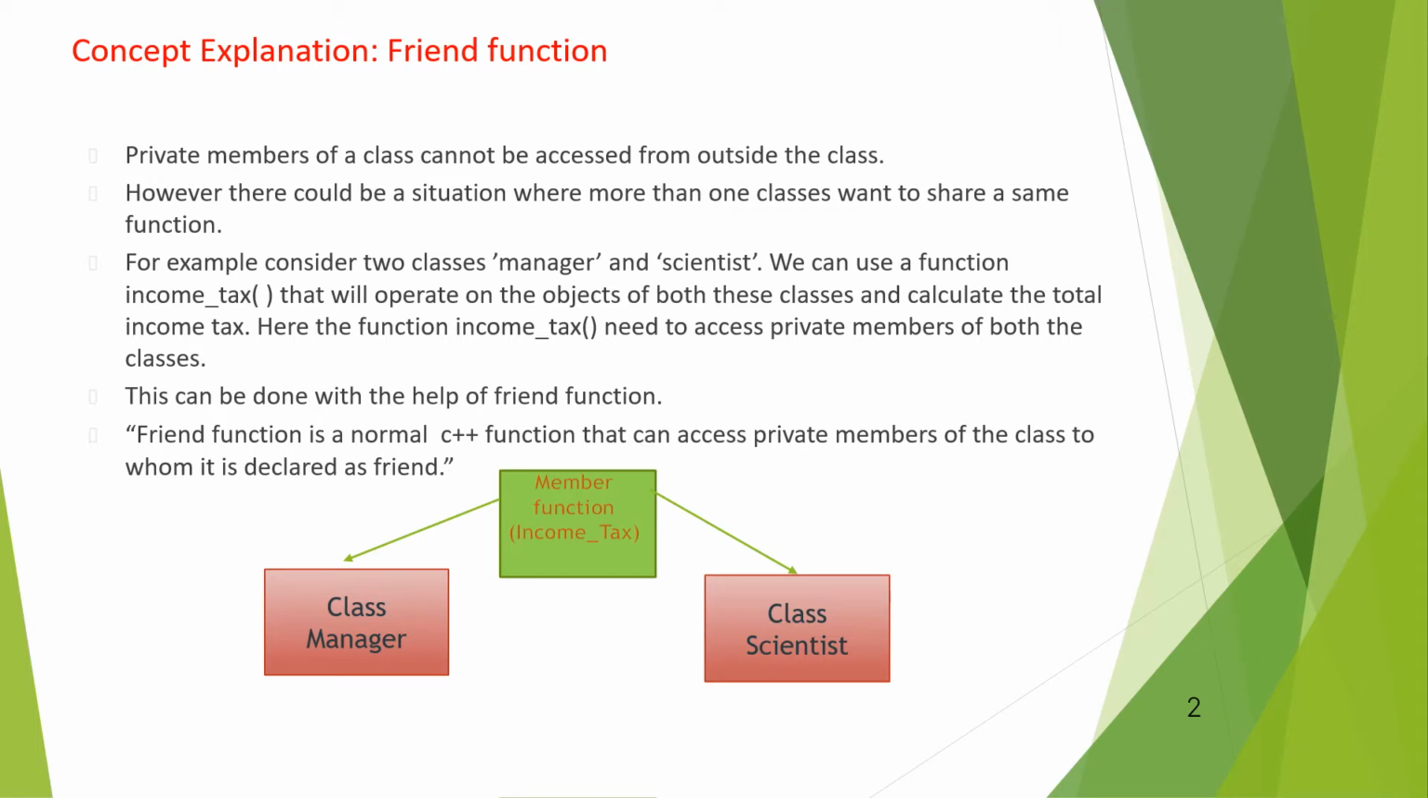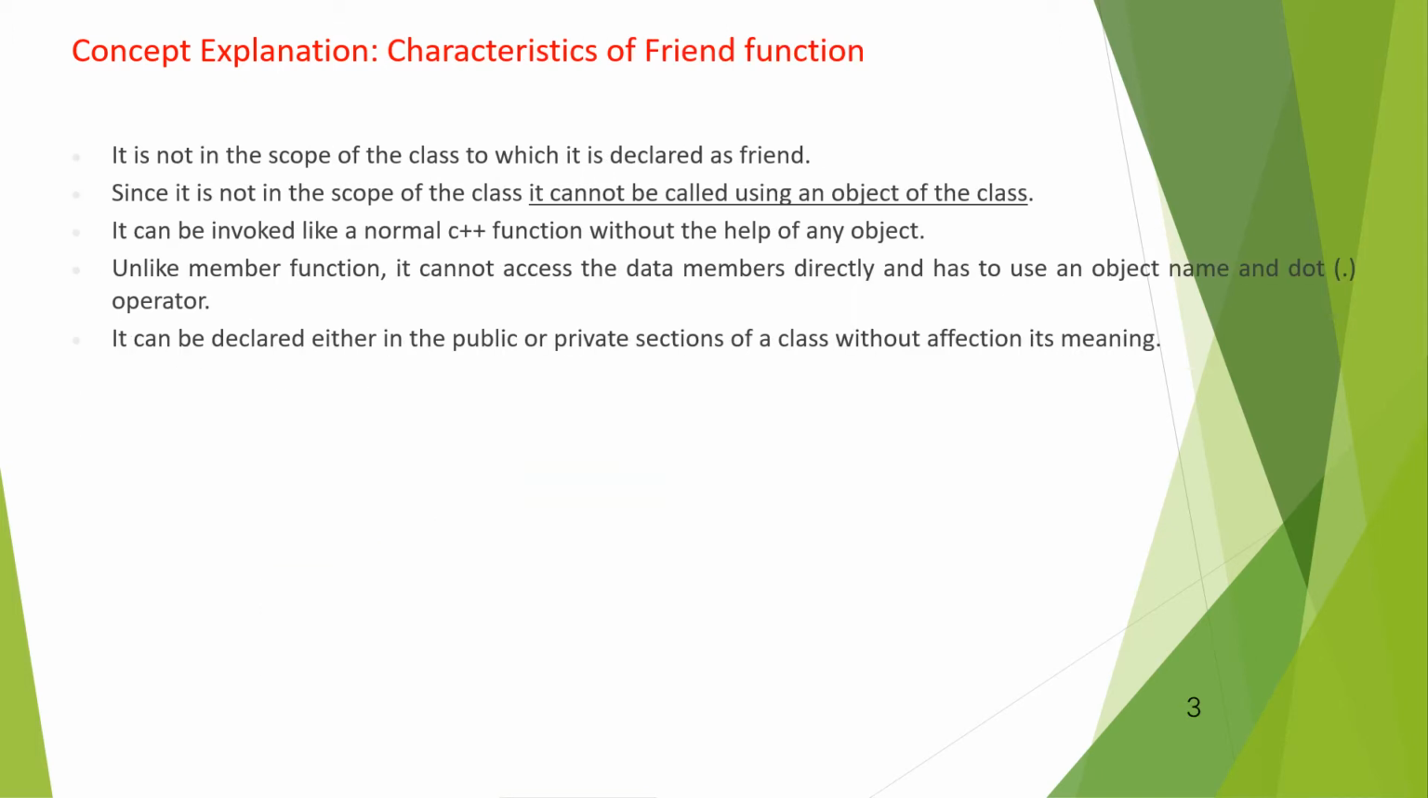So friend function is a normal C++ function which can access the private members of a class in whom you have declared it as a friend function. Means other than a member function, with the help of a friend function you can also access the private members of your class. Now what are the characteristics of your friend function?